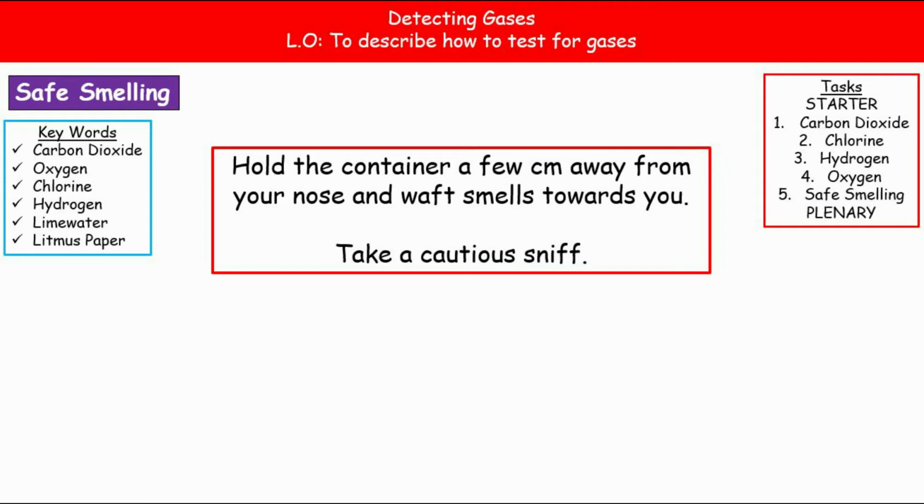The way you smell things safely is you hold the container a few centimetres away from your nose and then you waft the smell towards you. I always describe it as doing that royal wave the Queen does, rotating your wrist to gently waft the smell towards you. And then you're still not taking a massive lungful, you take a cautious, gentle sniff. The whole idea is just to get a little hint of the chemical to those receptors in our nose so we can detect the smell, but not inhale vast quantities of the stuff.